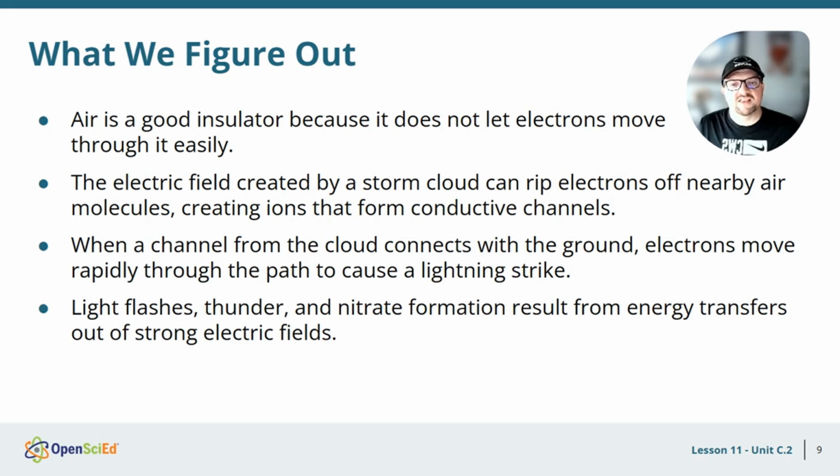By the end of this lesson, the class figures out that air is a good insulator because it does not let electrons move easily. They see that the electric field creates ions that form conductive channels, and when a channel connects with the ground, electrons move rapidly to cause the strike. And they link this back to the macroscopic energy transfers like flashes of light and thunder.